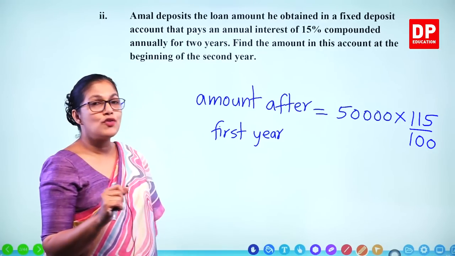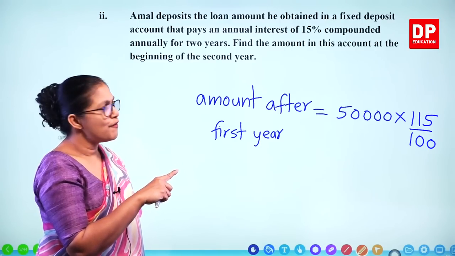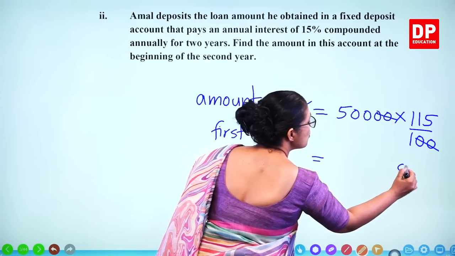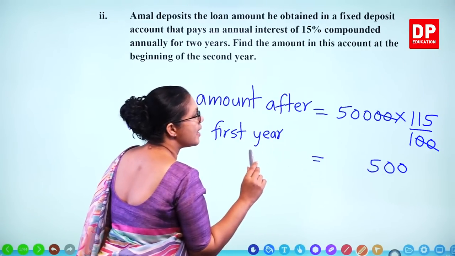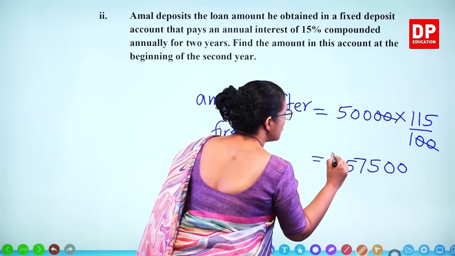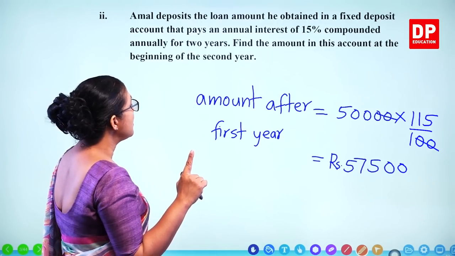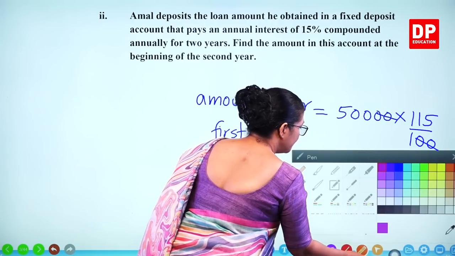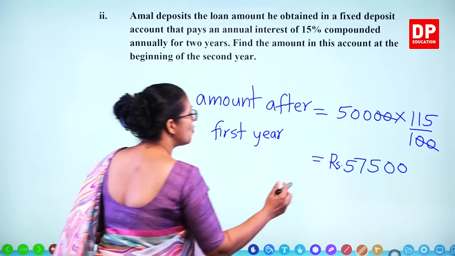If you don't want to do it this way, you can find the interest for 1 year and add it to 50,000. That's also possible. Let's do it this way. Two zeros multiplied by 5. 5 times 5, 25. 2 remaining. 5 times 1, 5 plus 2, 7. 5 times 1, 5. So after first year, the amount in the bank is 57,500 rupees. So how many marks? You are getting 2 marks for this part.